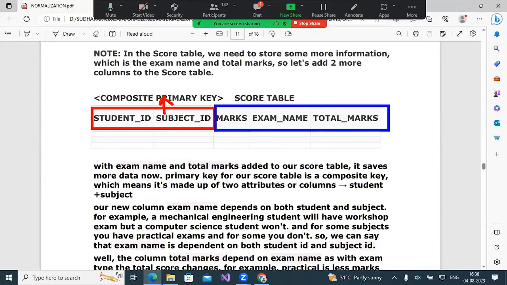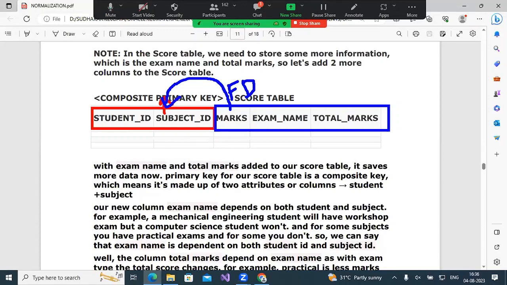And the marks column definitely depends on both of them. Then this is called a fully dependent column. I'll just leave it at that. The remaining two columns are examination name and total marks. Examination name, of course, depends on both student ID and subject ID, so that is a full dependency.